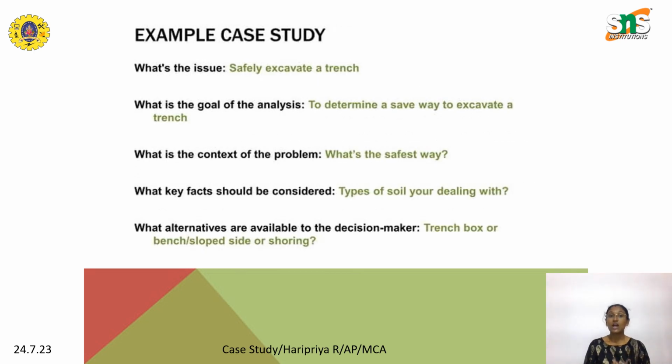And next one, I will give some example case studies over here. What is the issue? Safely exaggerate the truth. That is the issue. What is the goal of the analysis? To determine the safe way to examine the truth. What is the context of the problem? What are the key factors to be considered here? What alternatives are available for decision making? Trench box or batches.